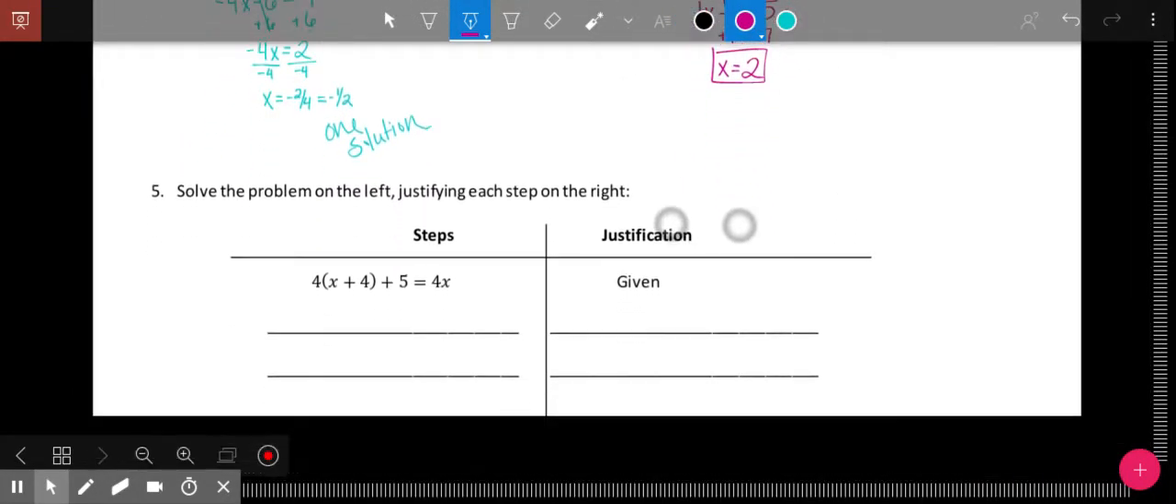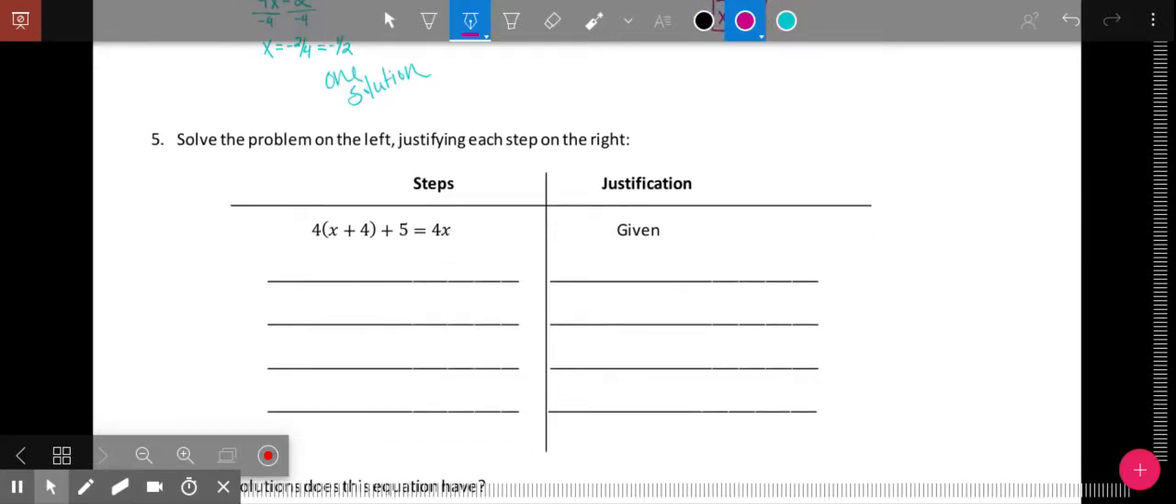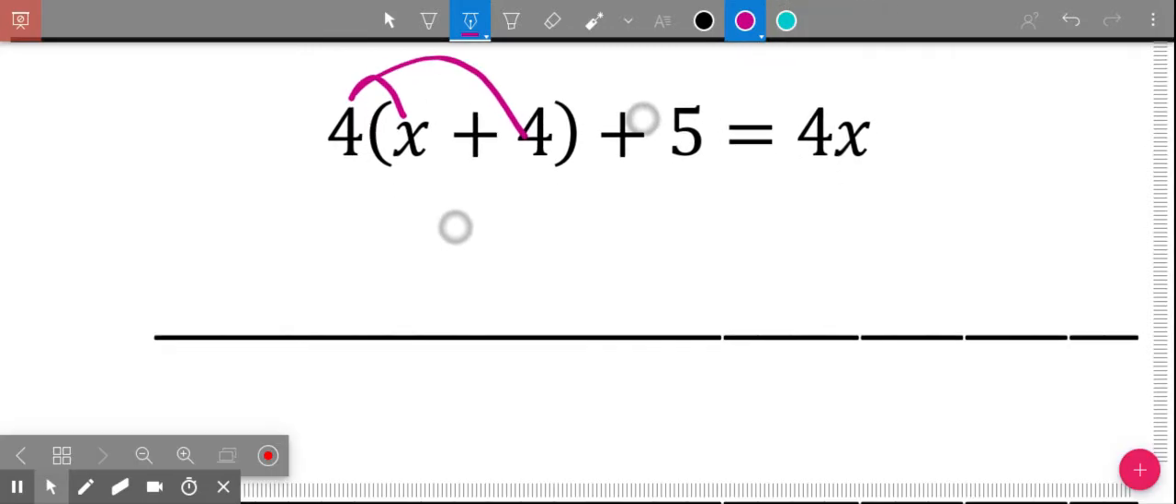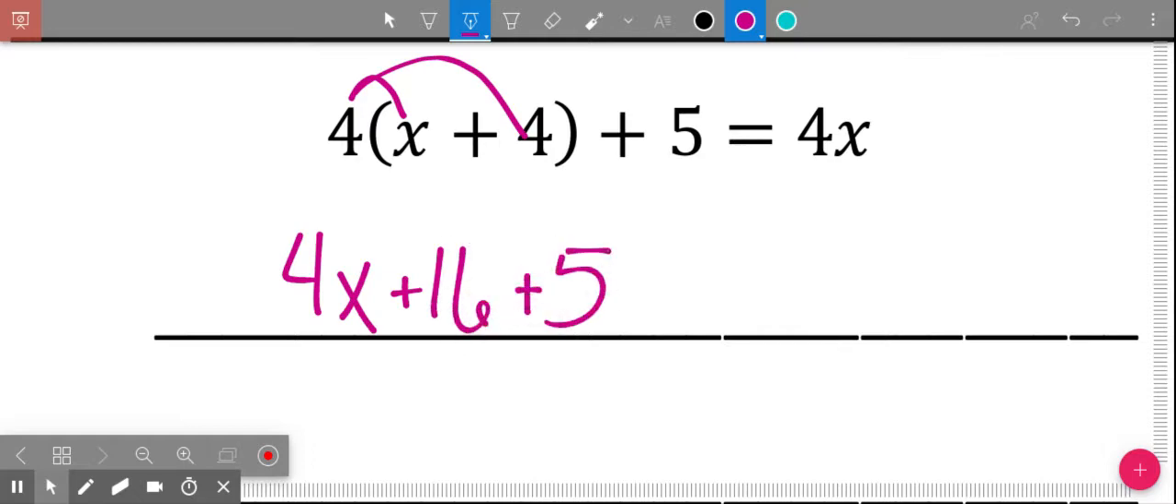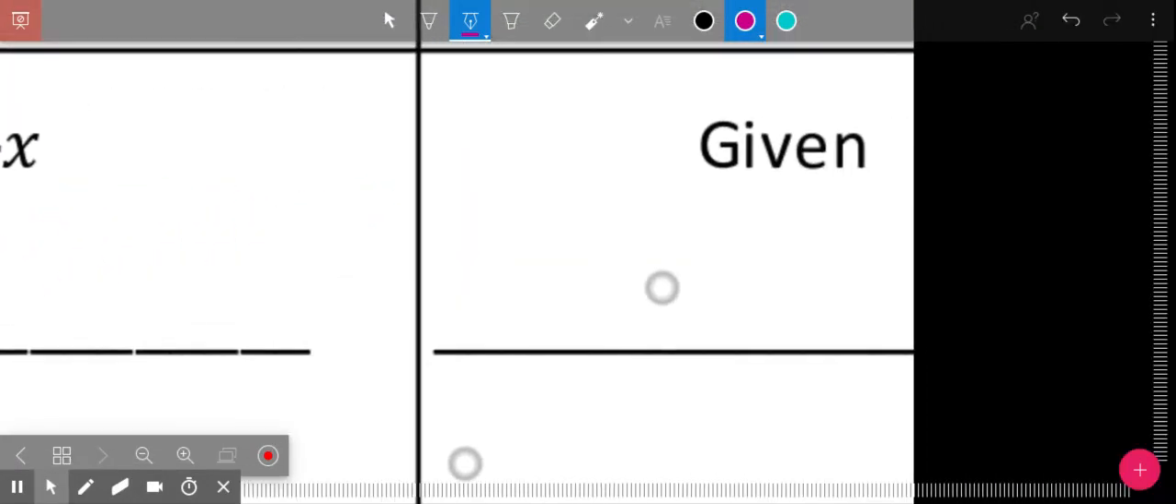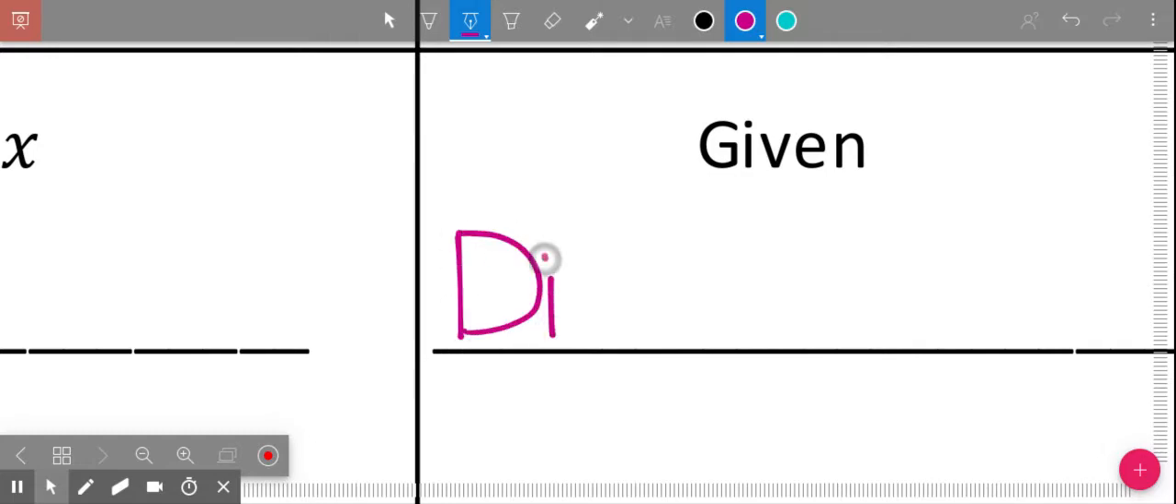Last problem, guys. This one, we're going to do some justifications to go along with this. So we're still going to treat this like a normal problem. So I have 4 times the quantity x plus 4, plus 5 equals 4x. Anytime we have the parentheses, we have to start by distributing. So we're going to draw in our little arches. 4 times x gives me 4x. 4 times 4 gives me plus 16. Plus 5 is equal to 4x. From here, we know which property that was. That was our distributive property.